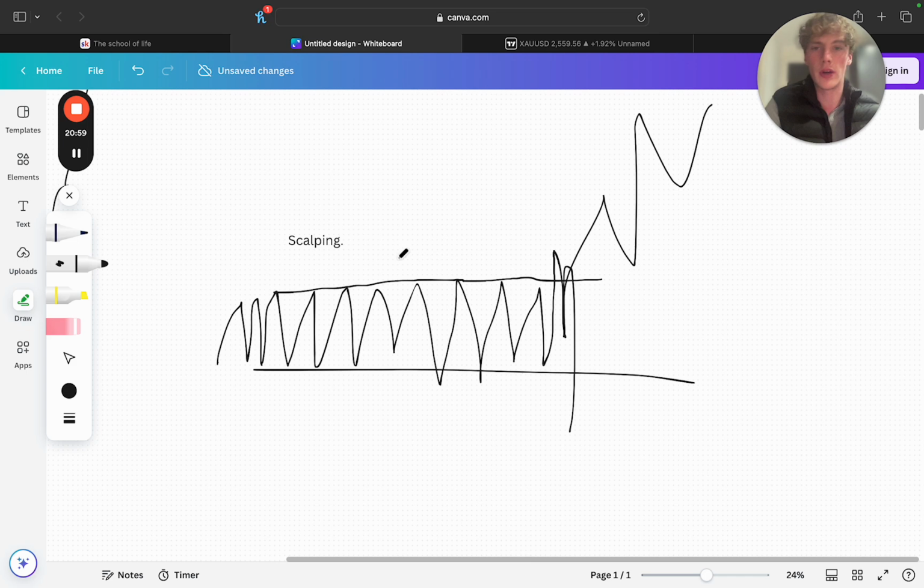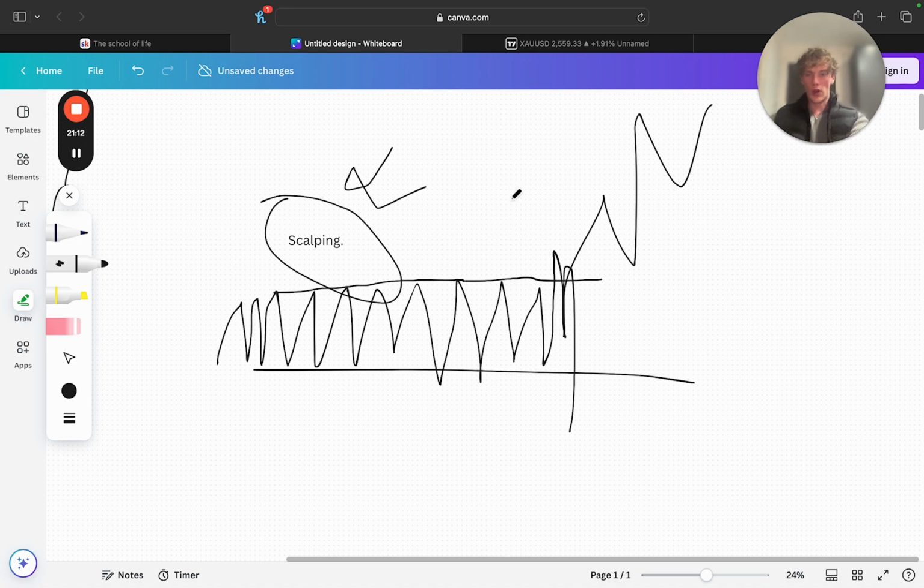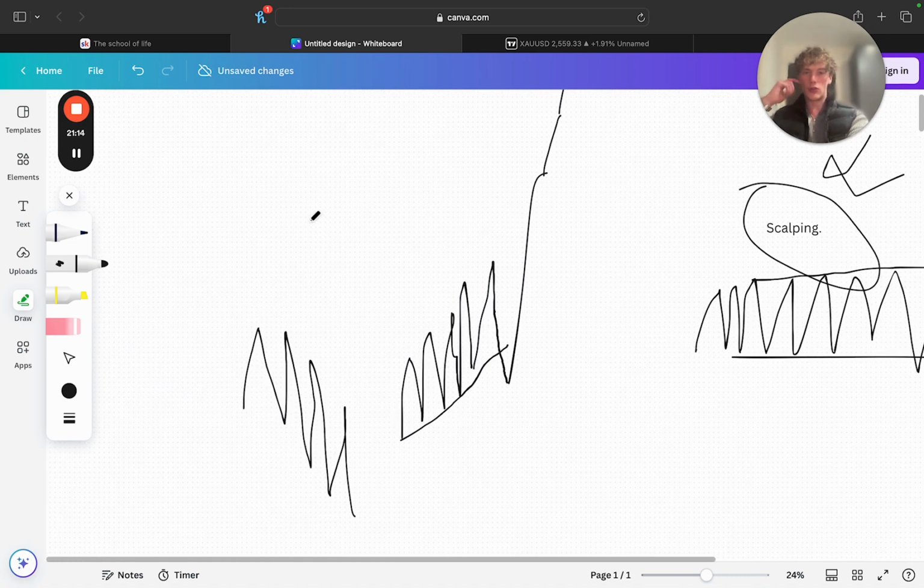We call this scalping. Very, very quick trades, okay? Up, down, up, down. Yeah, so scalping. This is a very important term. Make sure you remember this. Don't worry, lads, the drawings will get better the more I practice on this app. I like it, though, it's cool.